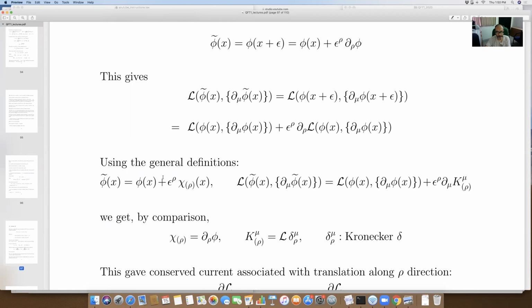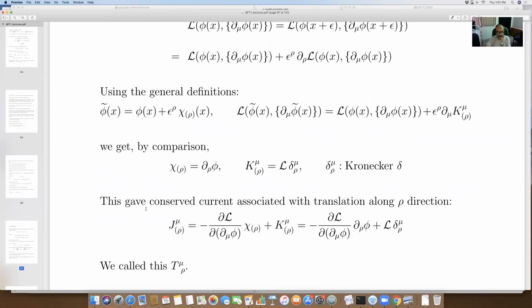Then what we did was compare these general definitions of chi rho and k mu rho with the explicit forms that we had found here. This is the specific translation. We saw that we can identify chi rho as del rho phi, because we compared this with this equation over here. So chi rho is del rho phi. Comparing this with this over here, we saw that k mu rho is given by L times delta mu rho. This delta mu rho reflects the fact that here you have a derivative with respect to mu, and here you have a derivative with respect to rho. So if you have a delta mu rho in the expression for k mu rho, that converts del del x mu to del del x rho.